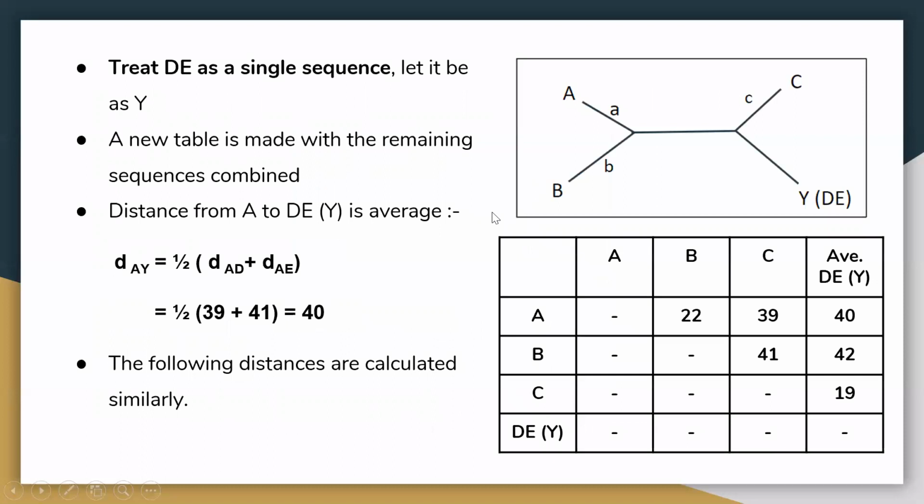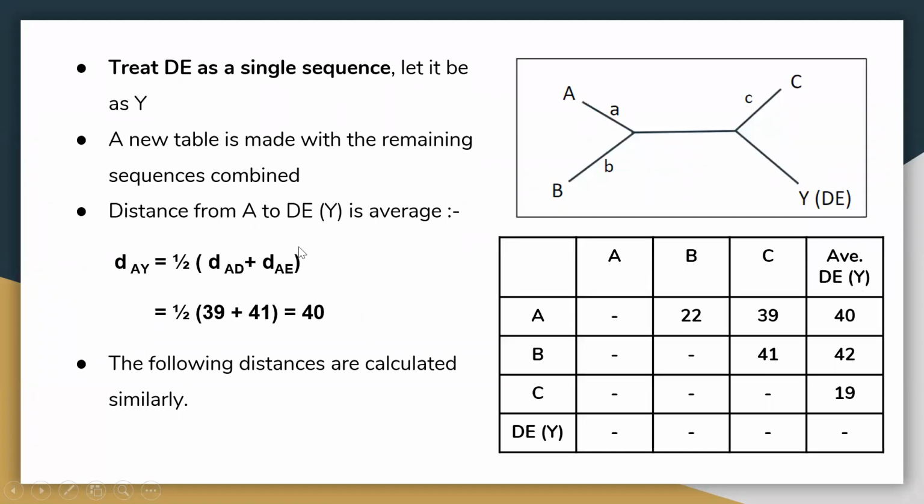So once we've gotten all the values written down, now we move on to the next step, which is treating DE as a single sequence. So in this case, we're going to call DE as Y. A new table is made with the remaining sequences combined. As we know, the table now consists of A, B, C, and Y.